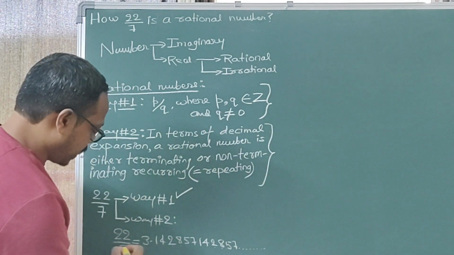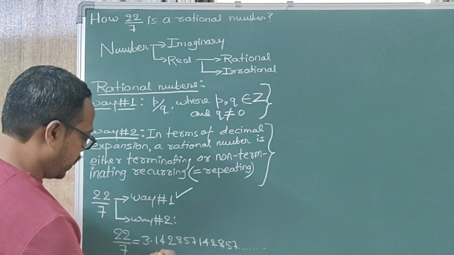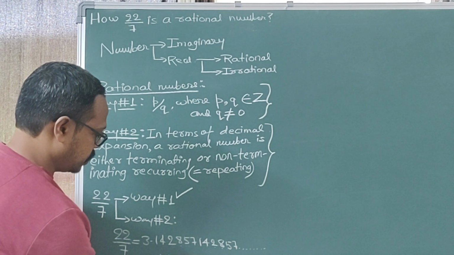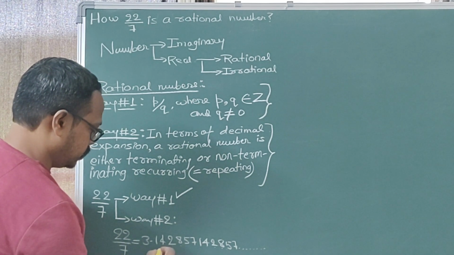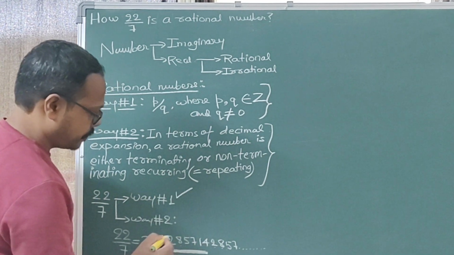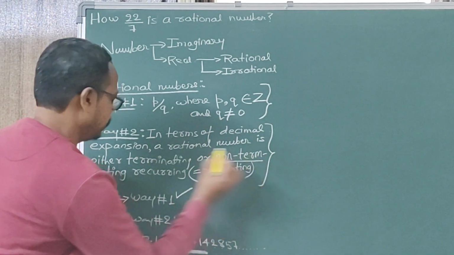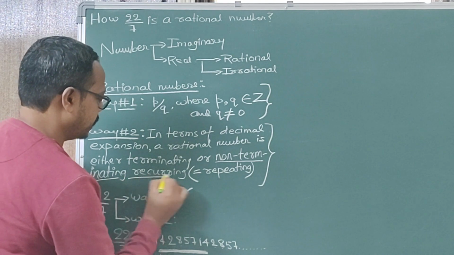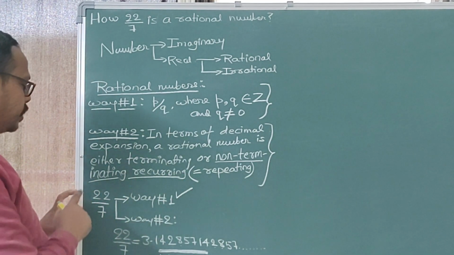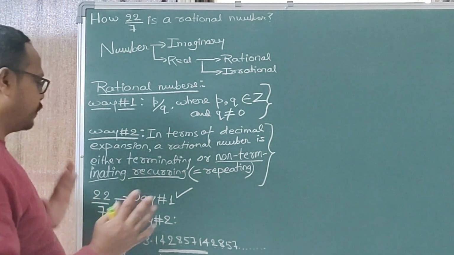So in that case, you can write 22 by 7 as equal to 3.142857. You can put a bar here and say this much pattern is getting repeated, right? So it satisfies that it is non-terminating recurring. So from both way 1 and way 2, we can prove easily that 22 by 7 is a rational number, right? And it is quite different from pi.